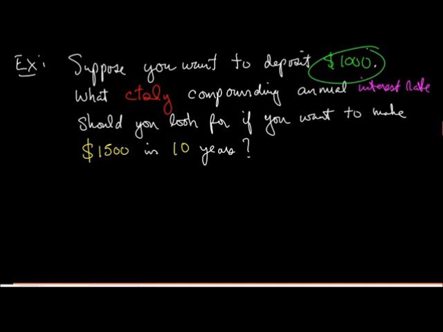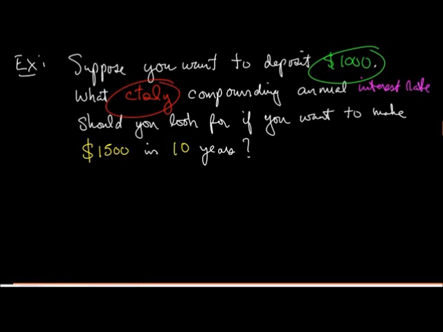Okay? So another way to put this is find a bank that has some interest rate, and that bank will allow you to make $1,500 in 10 years. So you know your goal, you know how much money you start with, and you just want to find a bank that'll meet that goal. Okay? So we're going to start out just like we did before.